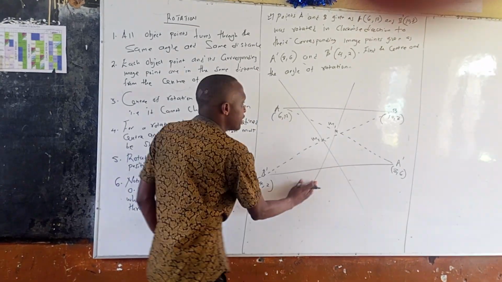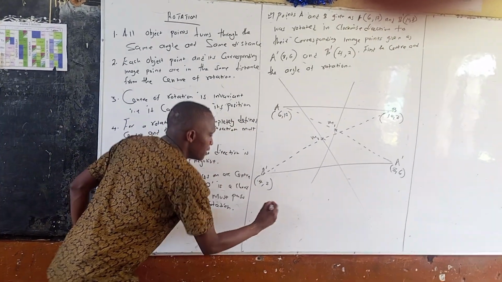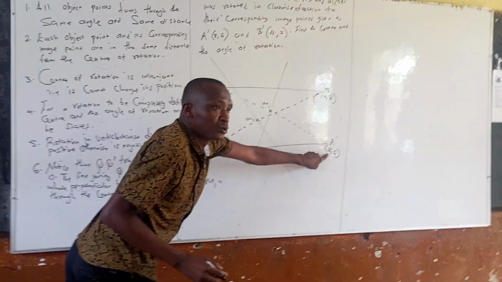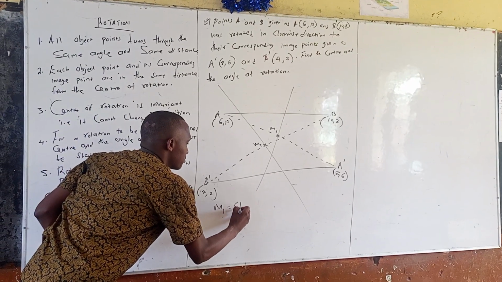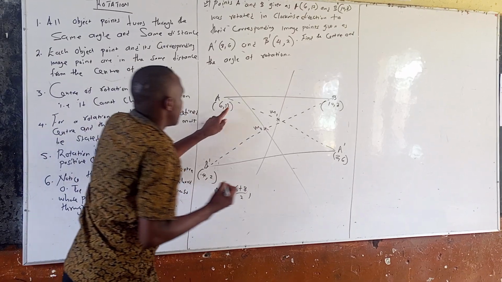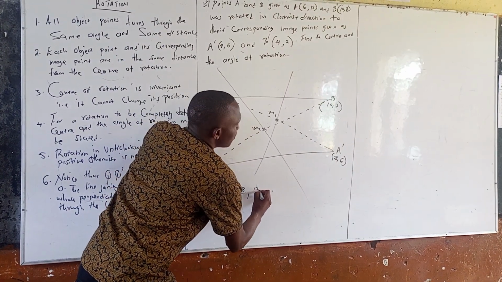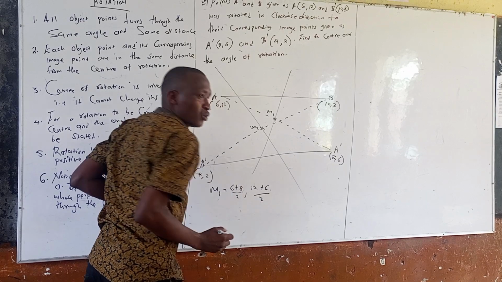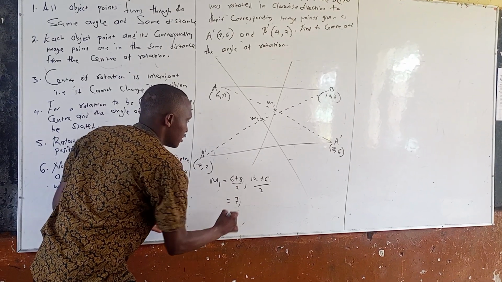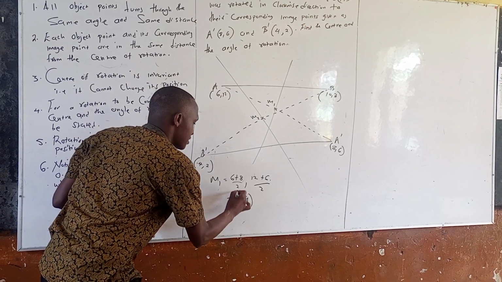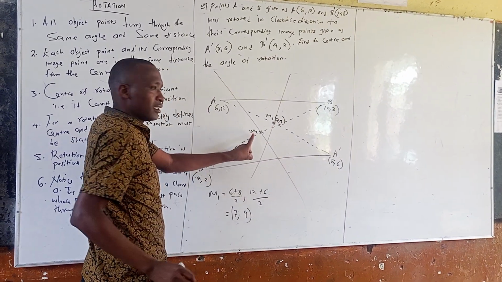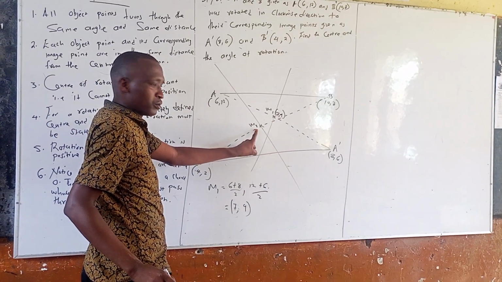Let's find midpoint number 1. The midpoint is x1 plus x2 divided by 2, that is 6 plus 8 over 2, which gives us the x coordinate. Then y1 plus y2, 12 plus 6 over 2, gives us the y coordinate, which in this case is 7, 9. Yes? So this point is actually M1. Let us also find the coordinates of M2.